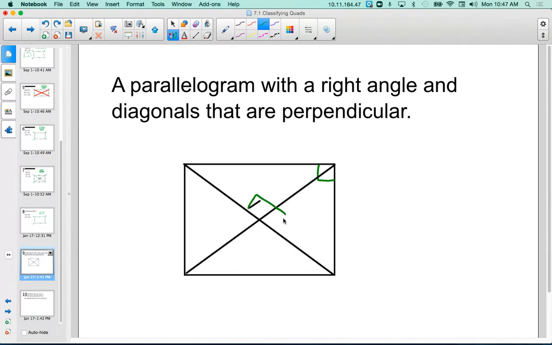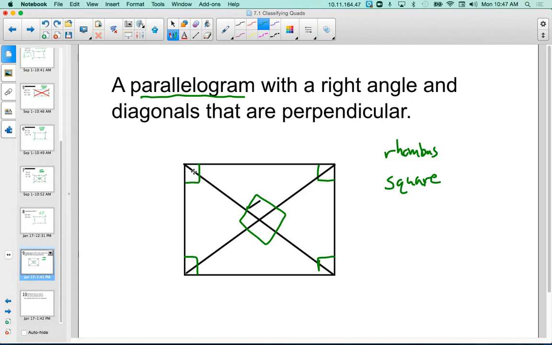All right, diagonals are perpendicular. So again, we figured out before that if we had a parallelogram with perpendicular diagonals, it was going to be a rhombus or a square. But in this case, we're given an additional fact. We have a right angle. We know we have at least one right angle in the parallelogram. Well, we figured out before, if one is a right angle in a parallelogram, the other three are as well.